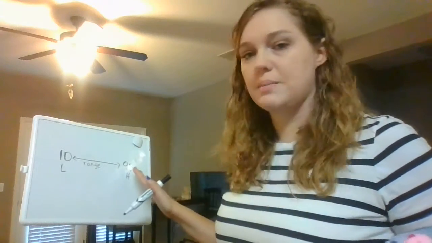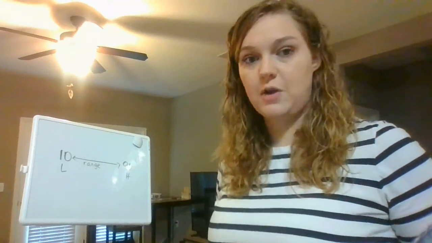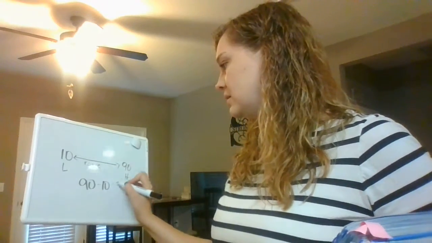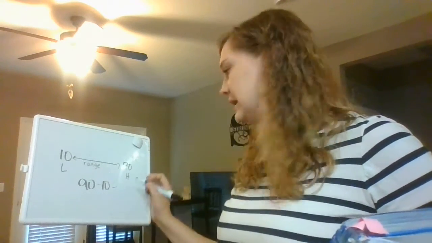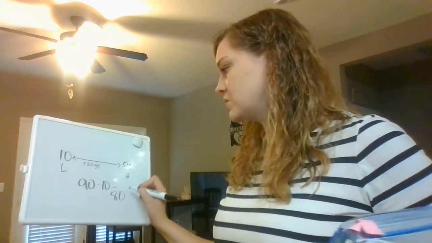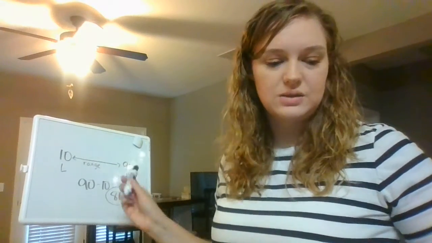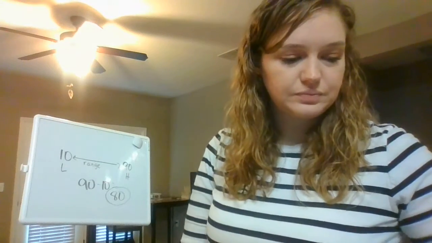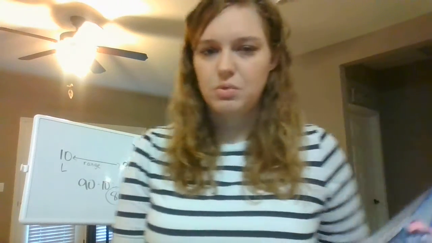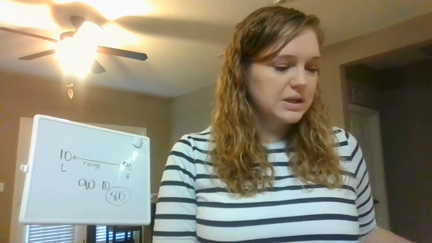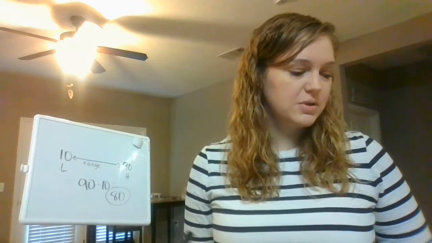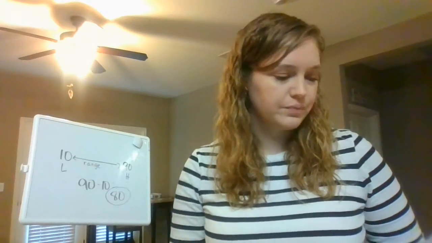So we have to subtract. We take the biggest number and subtract the smallest number from it. So 90 minus 10 equals 80. So the range in his scores is 80. Range is pretty simple. And our last one is mode. The mode of a set of numbers is the number that occurs most often.